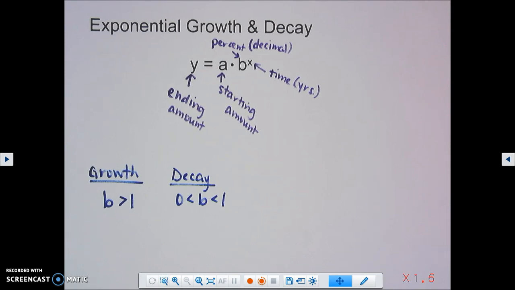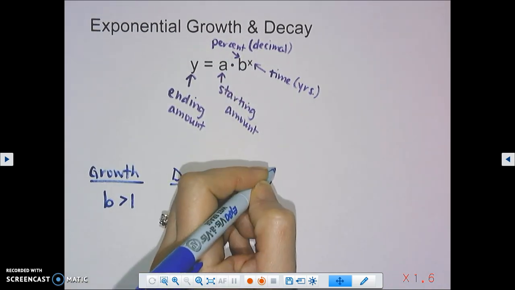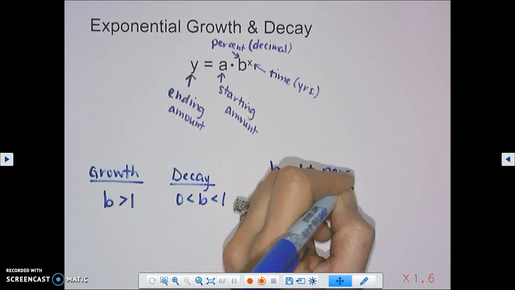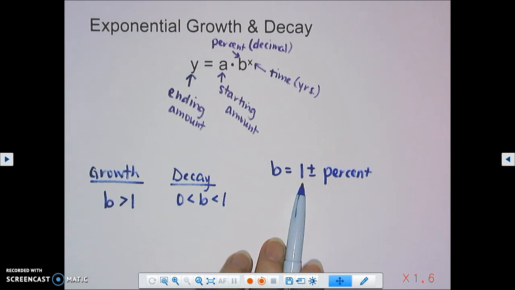A lot of the examples we're going to be seeing are going to be exponential growth. Talking about money going into accounts is typically what we're going to see. But it could also be decay where things are getting smaller. The last thing that we need to talk about before we look at some examples is what b actually is in terms of our percent. For b, that's always going to be 1 plus or minus the percent that they give us in the question. If it's growth, you're going to take 1 plus that percent, and if it's decay, you're going to take 1 minus that percent. And we're using that 1 because you're starting with 100% of something to begin with.